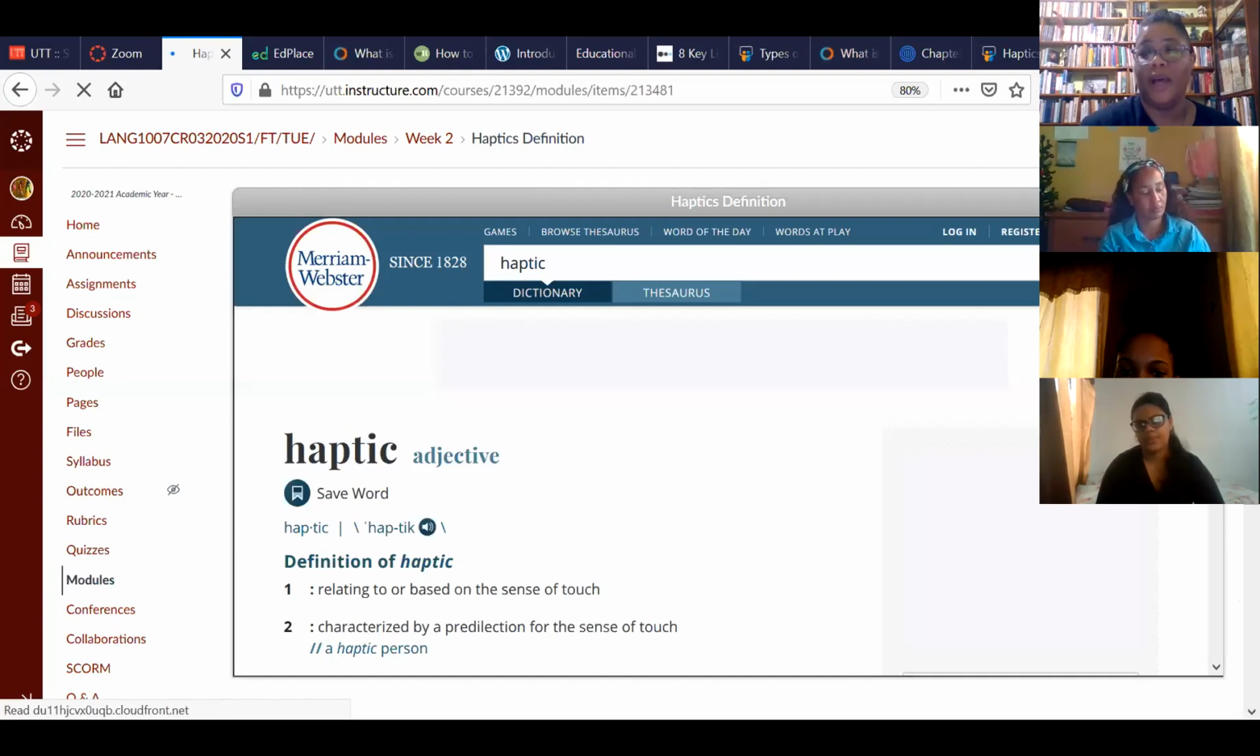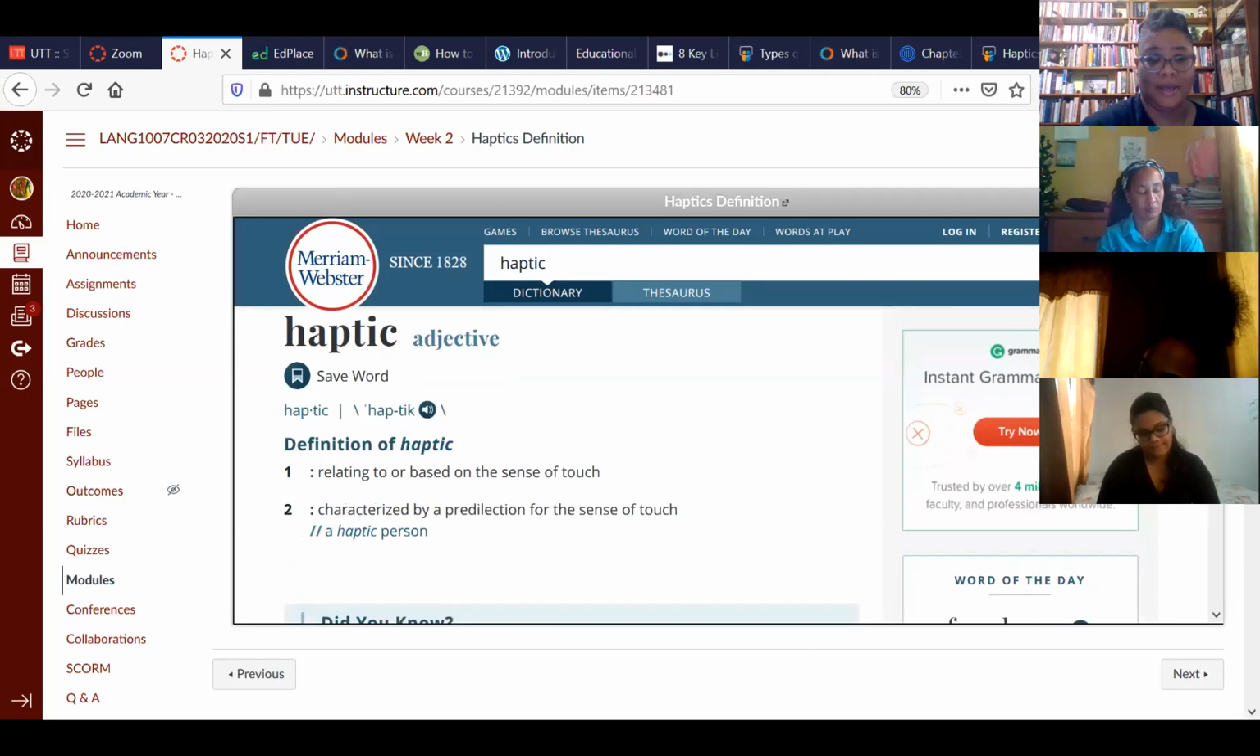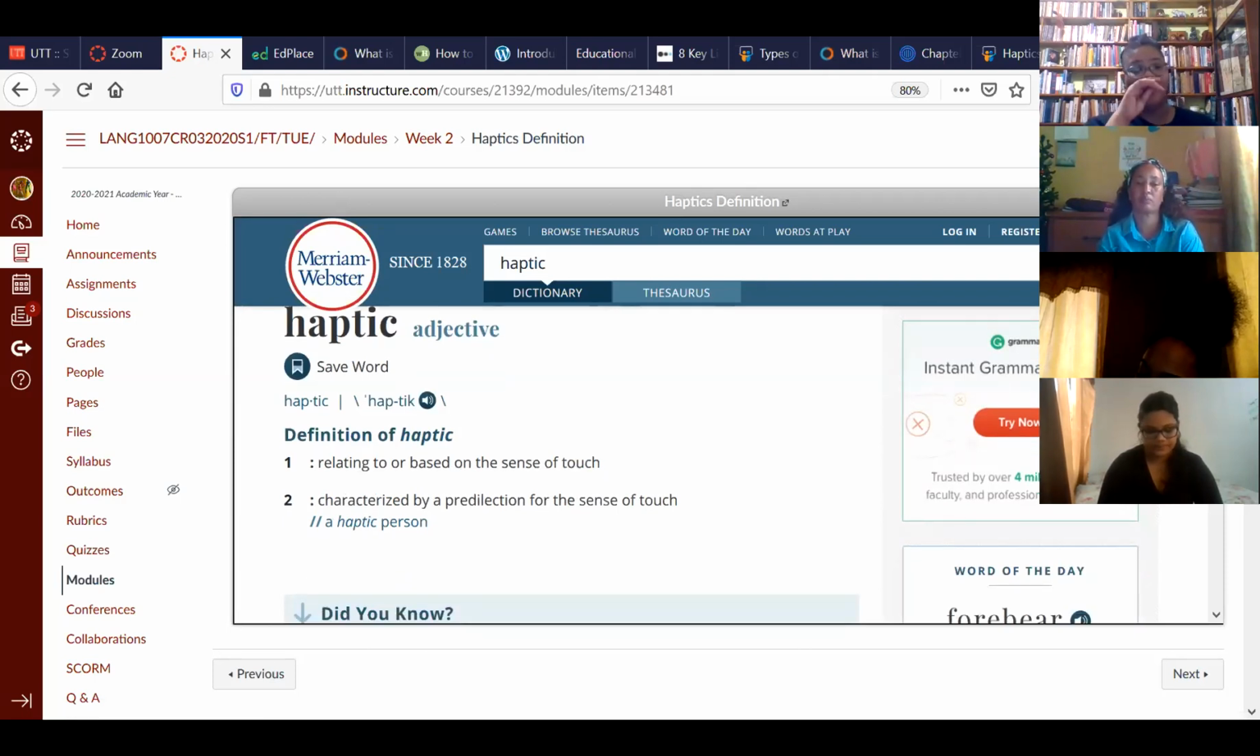In terms of haptics, this is something we might be very, very familiar with because Trinidadians are touchy-feely people. Well, now with COVID, we can't be touchy-feely people, but we used to be touchy-feely people. They always want a hug, they put a hand on you, right? And this is actually a form of communication as well, right? Using touch to communicate meaning.